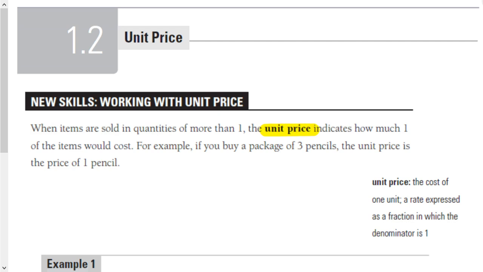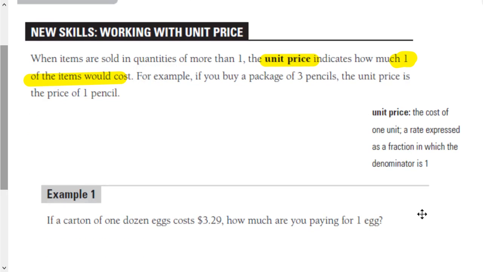The unit price indicates how much one of the items would cost. For example, if you buy 3 packages of pencils, the unit price is the price of one pencil. Don't forget to copy down your definitions into your math journal. That's where they're going to be right now.